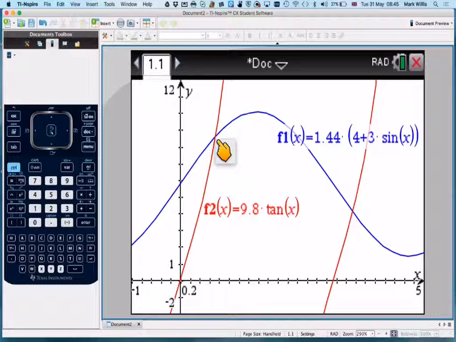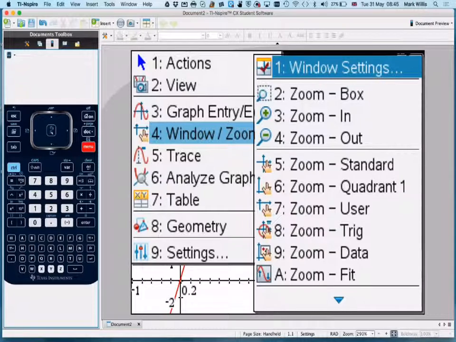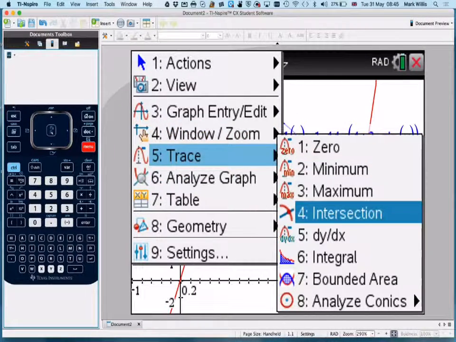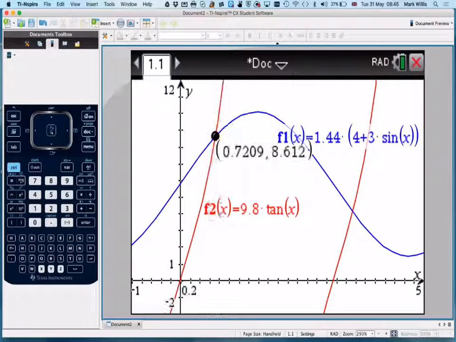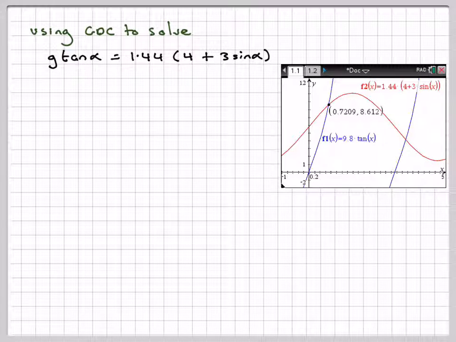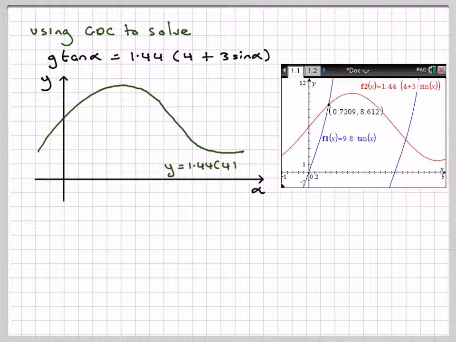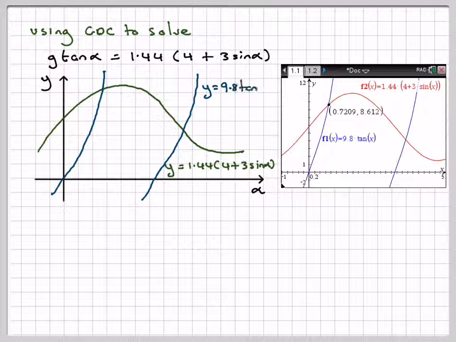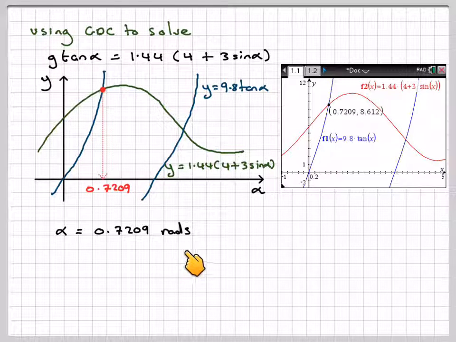I'm interested in this point of intersection here because that's the solution of the two equations. So menu, number 6, analyze the graph, intersection, to the left, to the right, and we get an answer of 0.7209. Normally you should try to sketch. So there's the first graph, there's the second graph. We were interested in that point of intersection, which should be marked clearly, and we've got the answer 0.7209. So alpha is equal to 0.7209 radians.